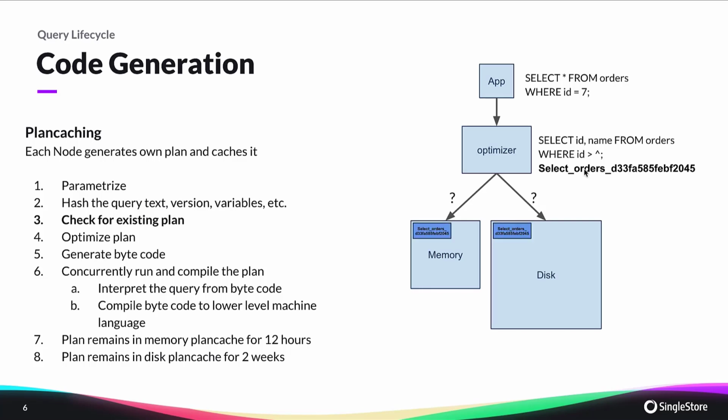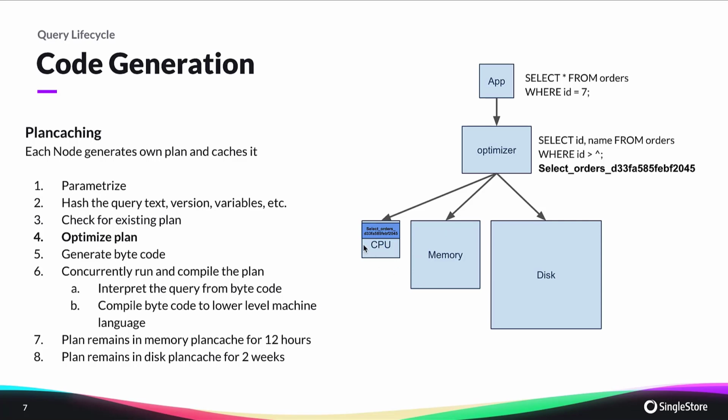Once we've got that, we're going to use that hash and check to see if it exists already. Do we have that in the in-memory plan cache? If not, then we'll check on disk. Do we have those files stored on disk? If so, we'll pull them into memory and keep them in the in-memory plan cache. In this case, since this is the first run of a query, we don't have it in either place. That means that we need to optimize a new plan.